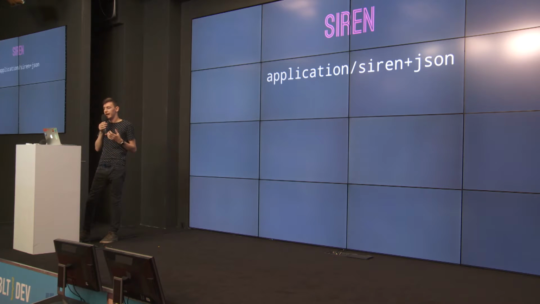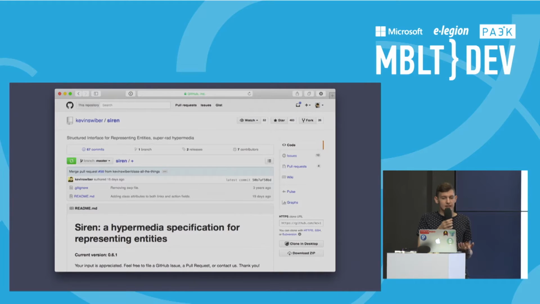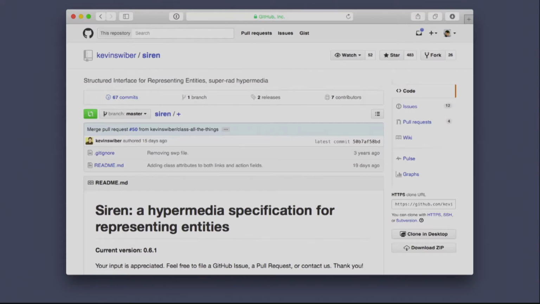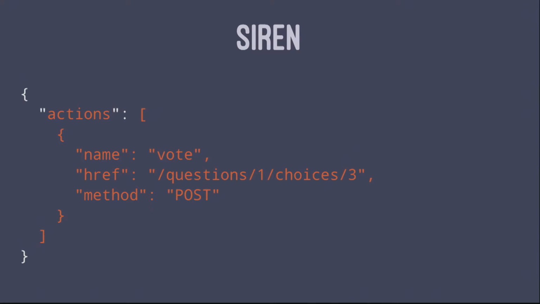Now, along with HAL, there is also Siren. Siren is a hypermedia specification for representing entities. As HTML is used for visually representing documents, Siren is a specification for presenting entities via a web API. Now, Siren offers structures to communicate information about your entities, actions for executing state transitions, and links for client navigation. Siren allows you to define actions along with a name, URI, and method. Now, this is slightly more powerful than HAL because we can express more information.